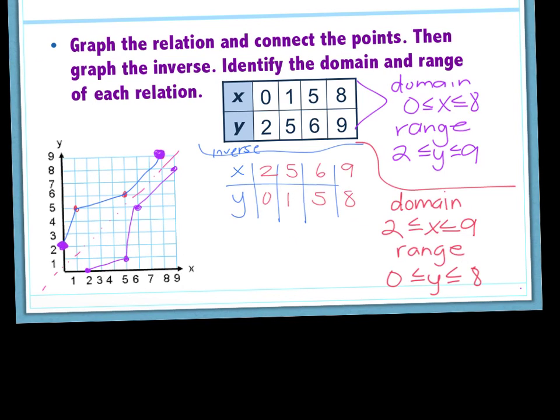Really good question. The question is, can you just switch the domain and range? And yeah, that's kind of your way of checking it. Because we have switched the x and y values from the initial to the inverse, the same thing should happen. Okay.